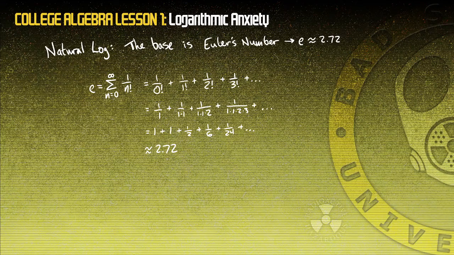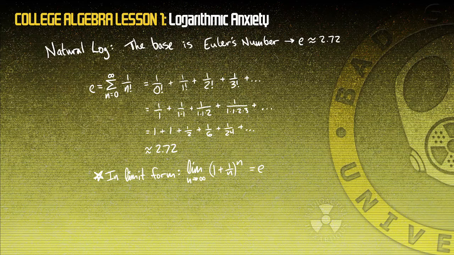We start with the sum from n equals 0 to infinity of 1 over n factorial. So if you write it out, you just have 1 over 0 factorial, which is 1, plus 1 over 1 factorial, which is 1, plus 1 over 2 factorial, which is 1/2, plus 1 over 3 factorial, which is 1/6, and the n just keeps going up to infinity. And when you add all that together in the sum, you get approximately 2.72.